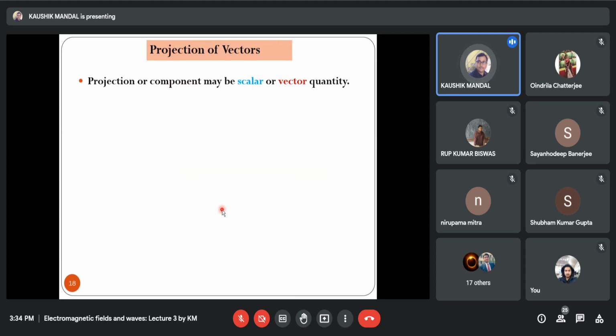Now that is also very important. That is the projection of a vector, or you can say the component of a vector. Now this projection or component of a vector may be represented as a scalar as well as a vector quantity. First, we will consider how we can represent the projection of a vector by a scalar quantity. Then we move to the next one.